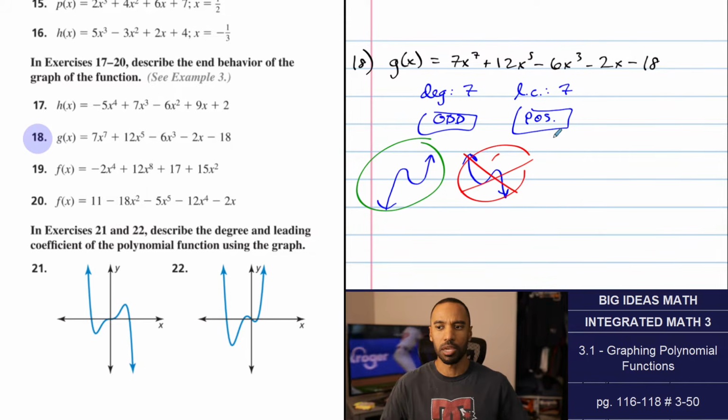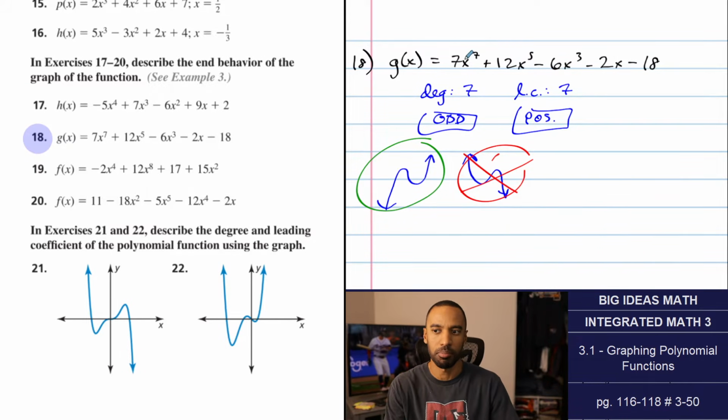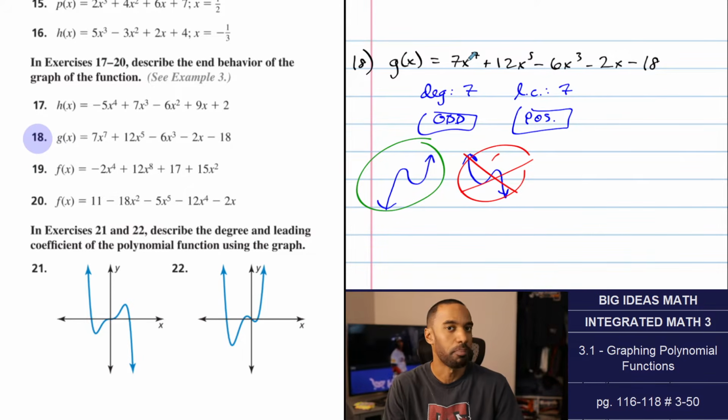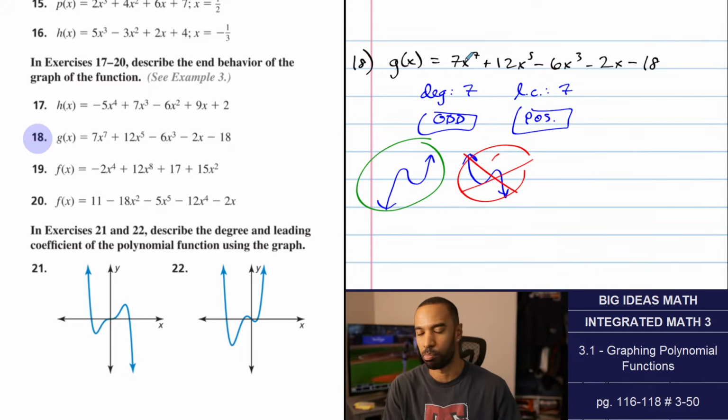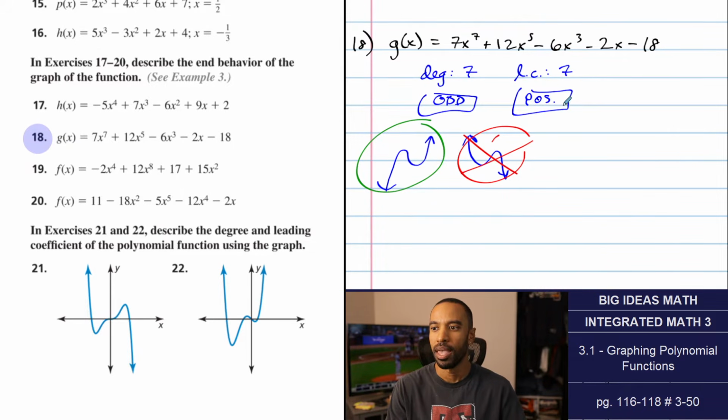But the other thing is, think about what happens when you plug in a big number. Plug in 100. It becomes a big positive number. Plug in negative 100, it's a big negative number. I mean, that's the thing. You plug in big positive numbers, it's going to be a big positive number. You plug in big negative numbers, it's going to be a big negative number out. That's the idea.